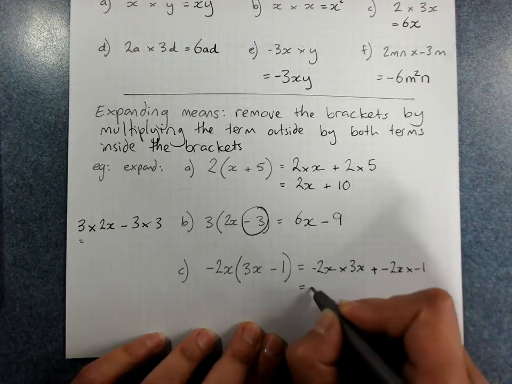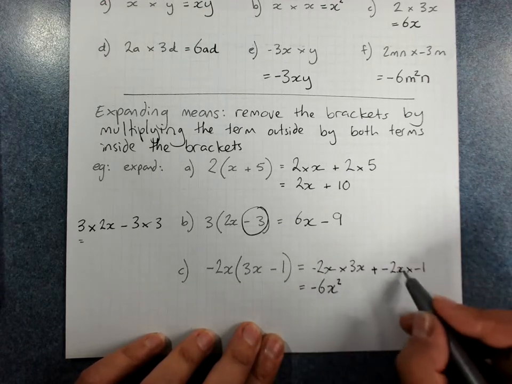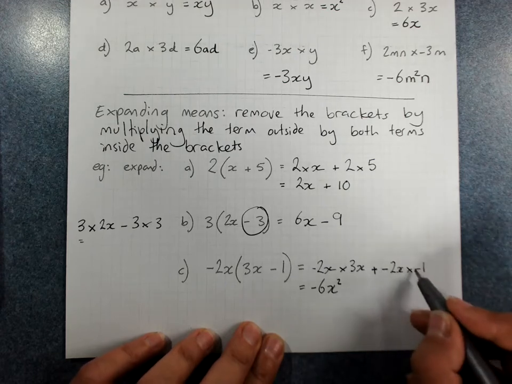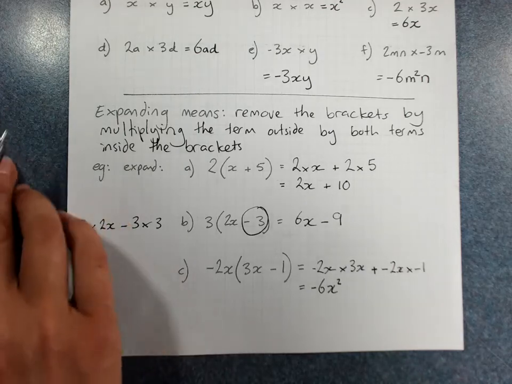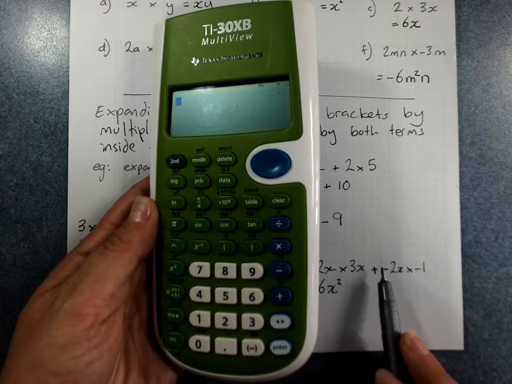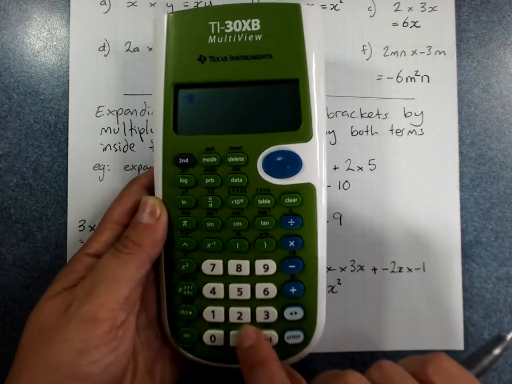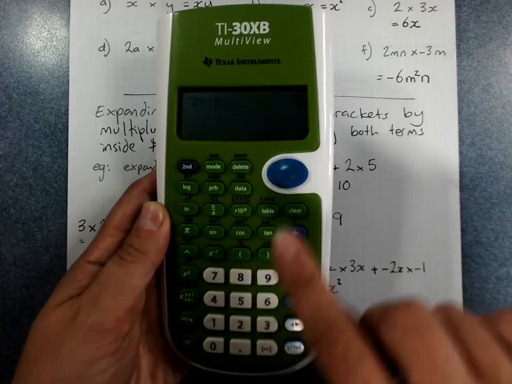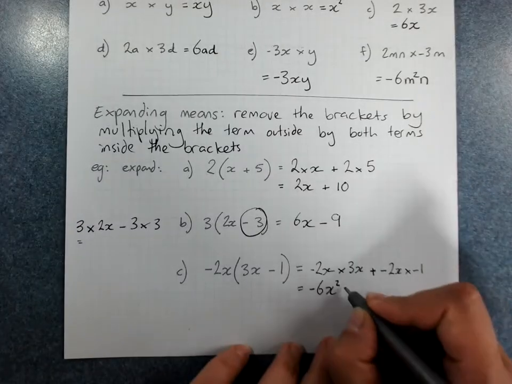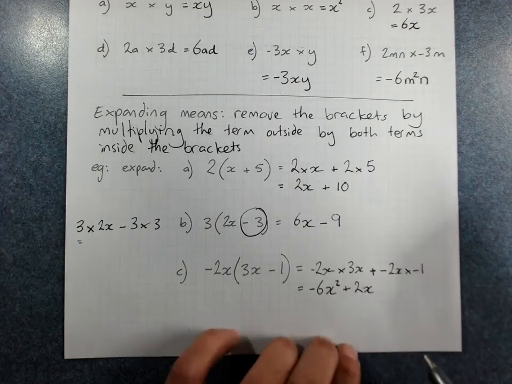Negative 2 times 3 is negative 6, and x times x is x squared. Then I've got negative 2x times negative 1. Negative times a negative is a positive. Get the calculator and check. If you've got a negative multiplication and you don't know, you know you've got to do negative 2 times negative 1. Check it. Negative 2 times negative 1, positive 2. So that's plus 2, and don't forget that there's the x in there.